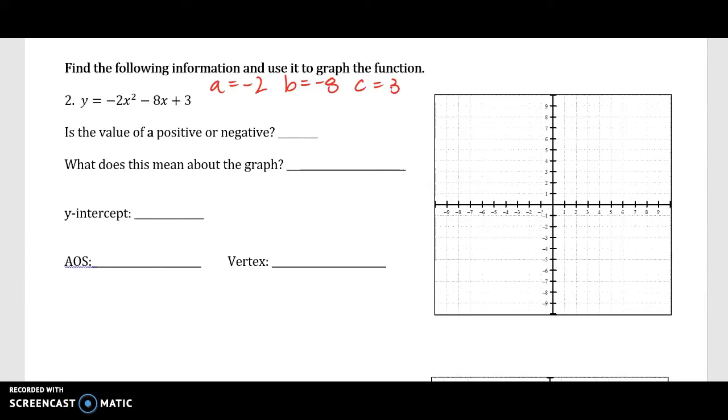So, is a positive or negative? Well, this time a is negative, which means the parabola is going to open down. The y-intercept is 0, c, so (0, 3).